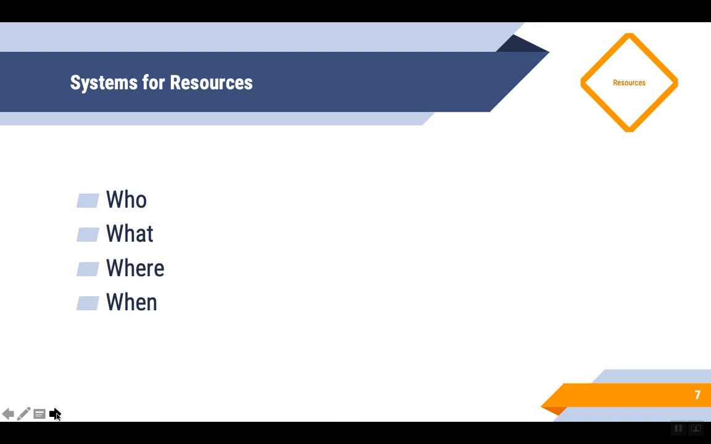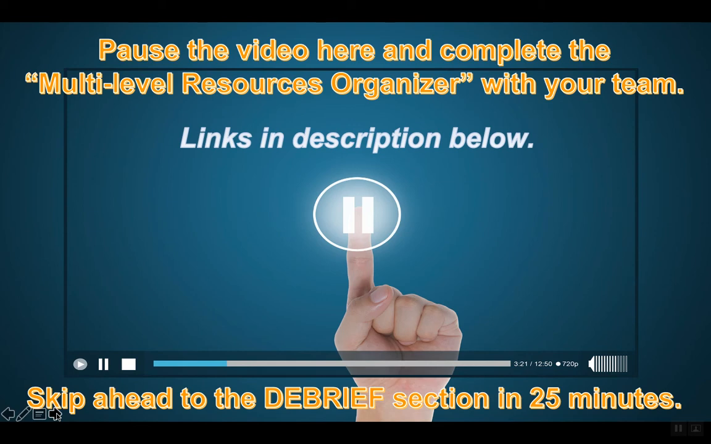And then as a team, do a gap analysis. What do we see as a priority that we need to do over the next 2 weeks before we meet again? And set a goal for that. So that will be your work for the next 25 minutes. Go ahead and pause the video here, complete the multi-level resource organizer with your team, and then skip ahead to the debrief section in 25 minutes where you'll learn what your colleagues were doing during this time as well. Have fun.